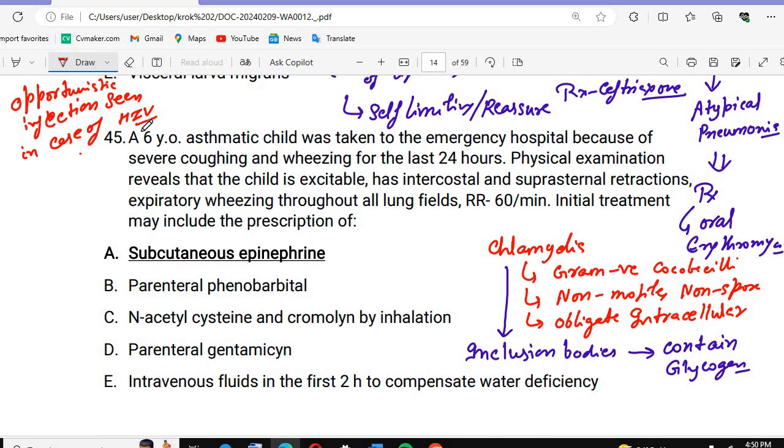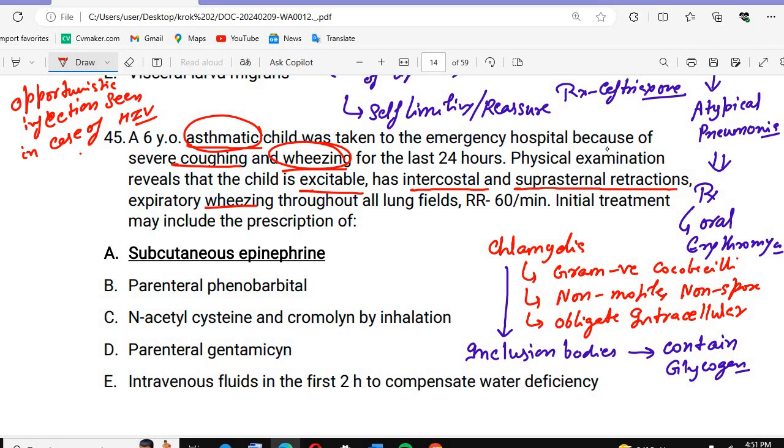See, next question. A 6-year-old asthmatic patient was taken to the emergency hospital because of severe coughing. So there is an asthmatic child. We know in asthma there is bronchoconstriction. There is severe coughing, wheezing, and rales. The child is excitable and has intercostal and suprasternal retractions. These are features of airway obstruction. There is expiratory wheezing throughout all lung fields.